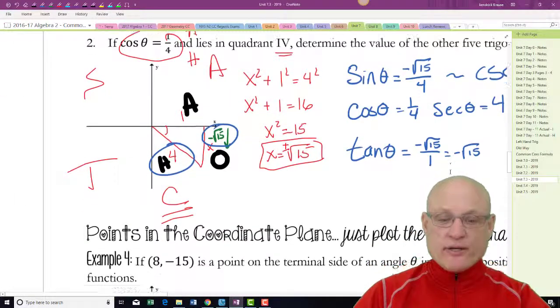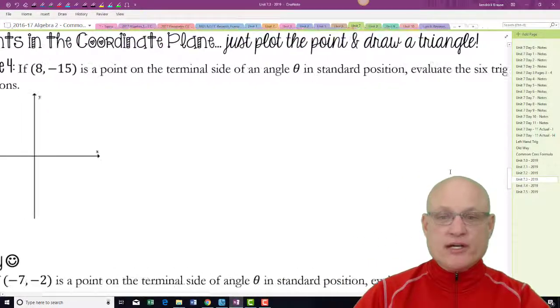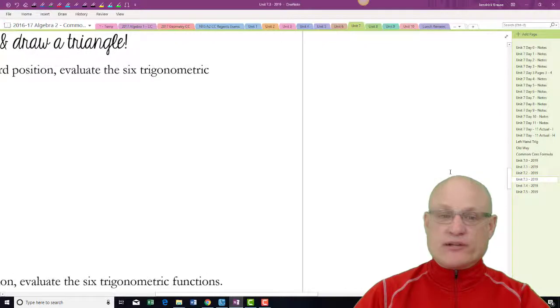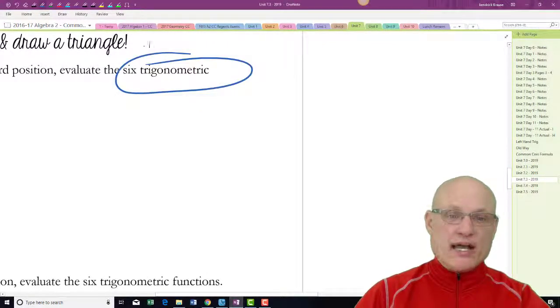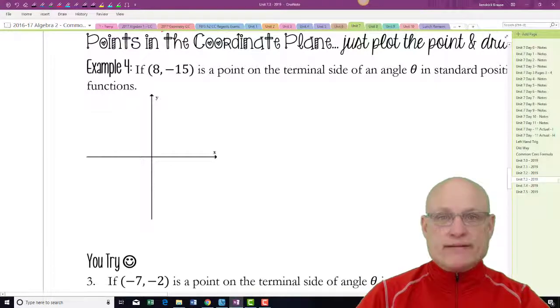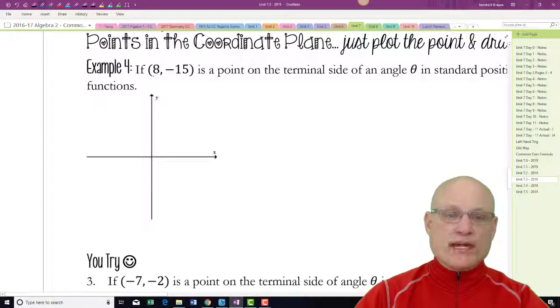All right, what are we going to do now? Holy crap, everybody freaks out about these. And we want to evaluate the 6 trig functions on this one. But I haven't given you anything other than a point. Wow, that's really tricky. All right, let's plot this point, (8, -15).